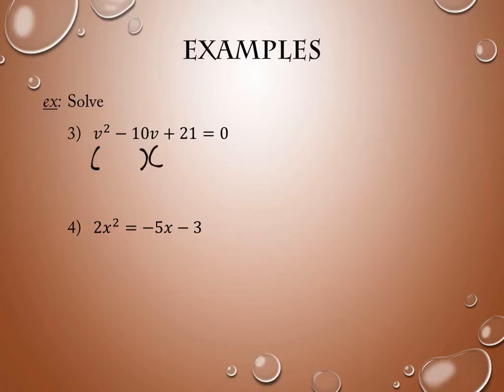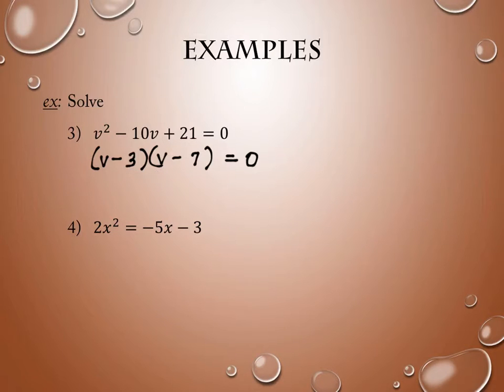So I'll set up my parentheses. It's v squared at the beginning, so these are each v. What does this sign here tell me that my signs in the middle are going to be? The same. And then they're going to be negative because this one's a negative, right? So they're both going to be negative. So now I need 2 numbers that multiply to 21 and add to 10. 3 and 7 will do it. Okay, double check. -3v, -7v. Does that equal -10v? Yeah, it does.